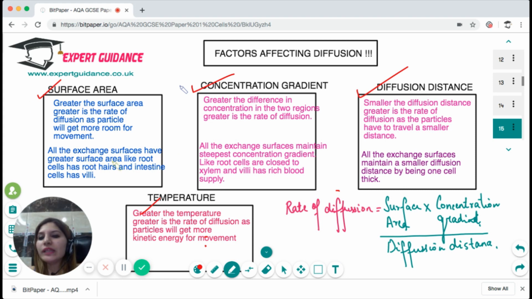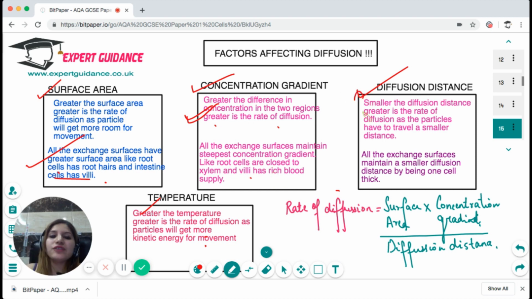So all the exchange surfaces have a greater surface area, like the root cells have root hairs and the intestine has villi. The greater the concentration gradient in the two regions, the greater the rate of diffusion. So all the exchange surfaces maintain the steepest concentration gradient. How? The root cells are close to the xylem and villi have a rich blood supply that maintains the concentration gradient.